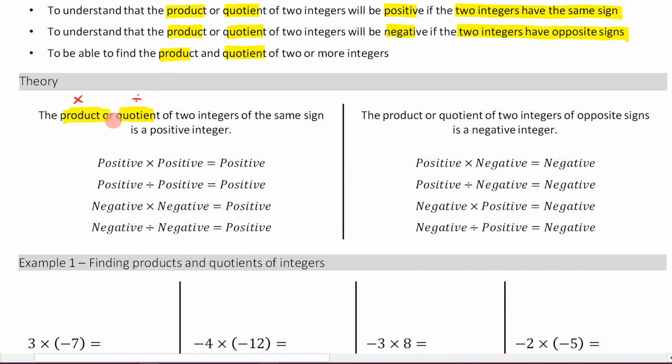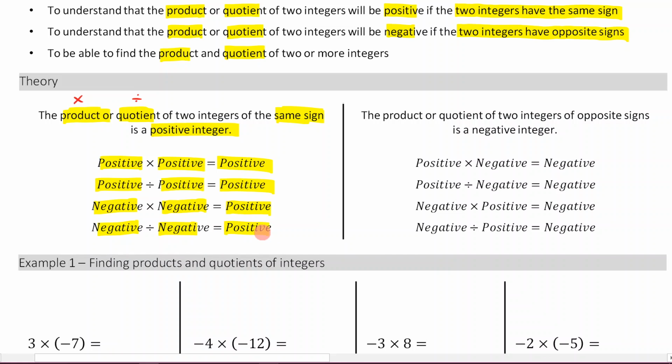Now, the product or quotient of two integers of the same sign is a positive integer. What that means is a positive times a positive is positive. Positive divided by a positive is positive. Negative times a negative is positive. Negative divided by a negative is positive.